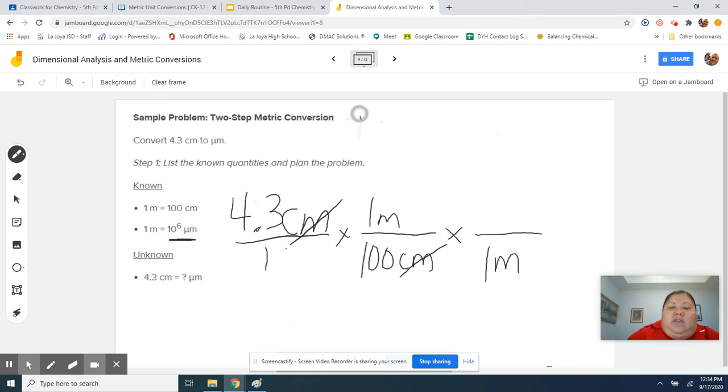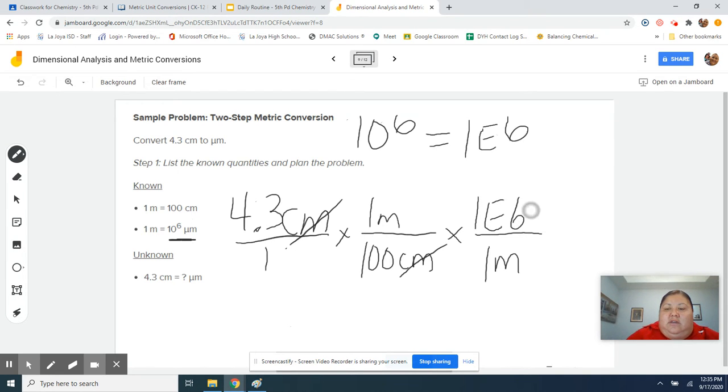But instead of putting 10 to the power of 6, I want you to use 1e to the 6, and it means the same thing. They're equal, okay? So that's what we're going to put. We're going to put 1e to the 6 micrometer, and I'm going to show you how to do it, okay? So meters are gone. They cancel out because they're on top and bottom, and we're left in micrometers, okay?